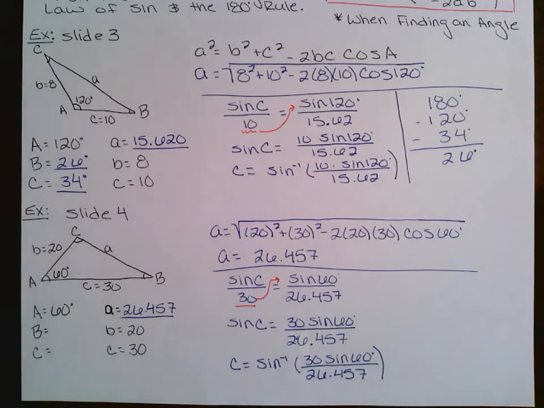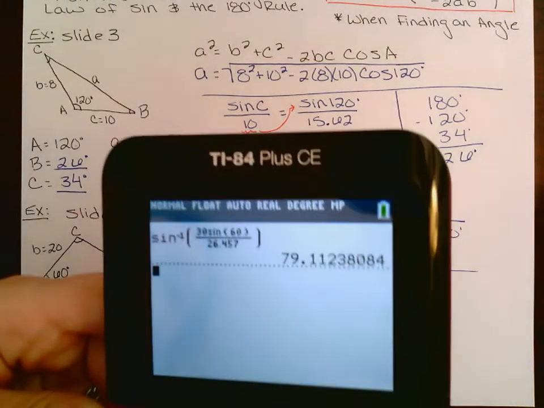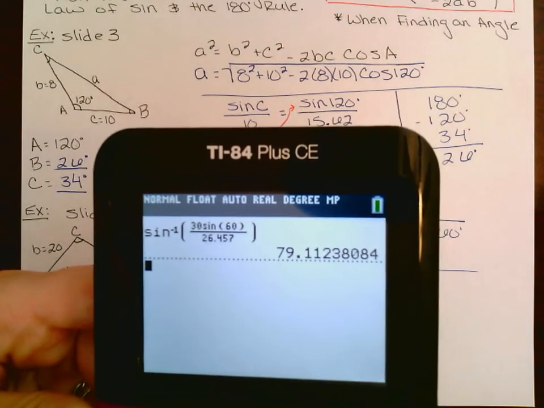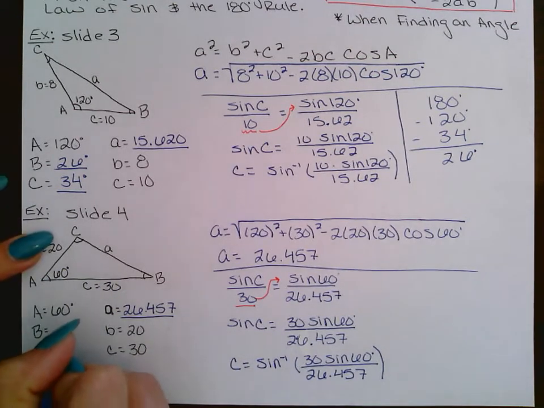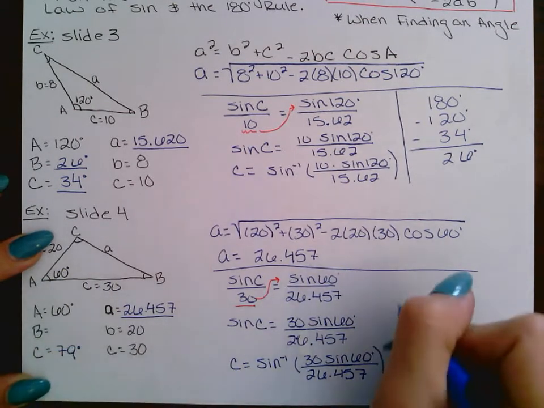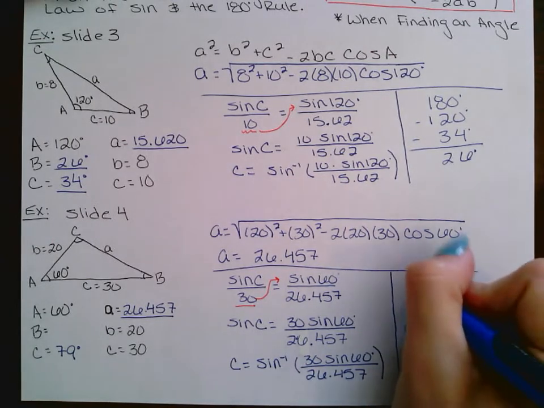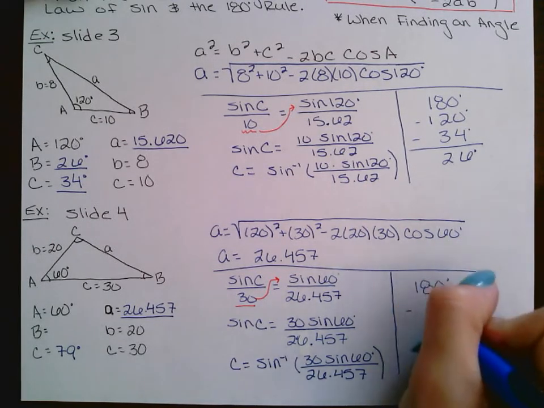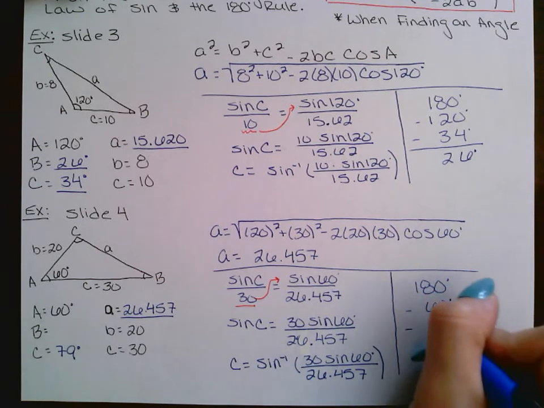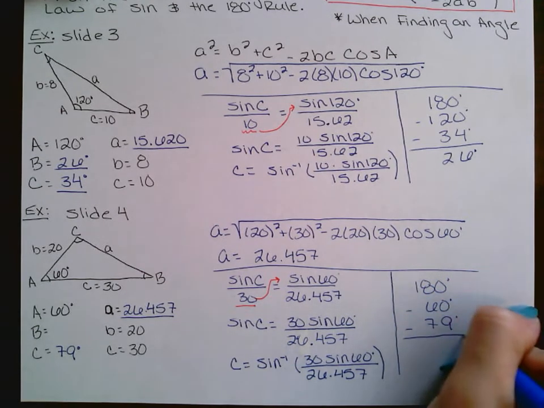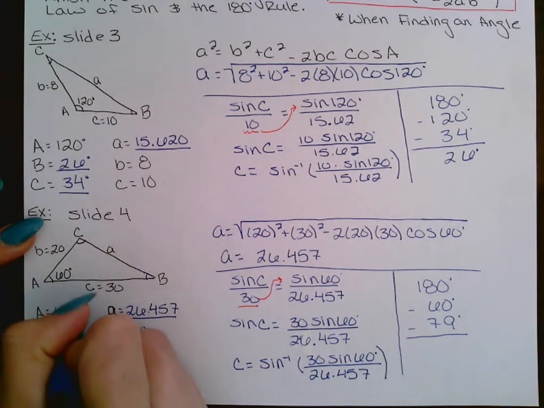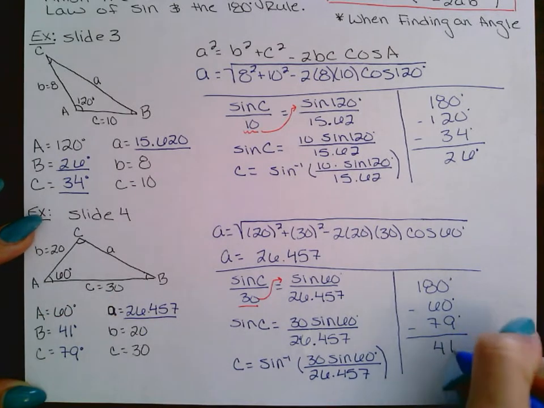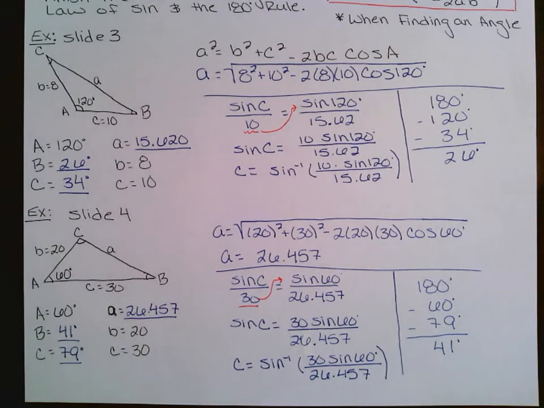All right, and go ahead and put that in your calculator. And in your calculator should look something like this, okay, which gives us 79 degrees. And then we're going to use our 180 rule. And that gives us 41 degrees. All right, and you're done with this example.